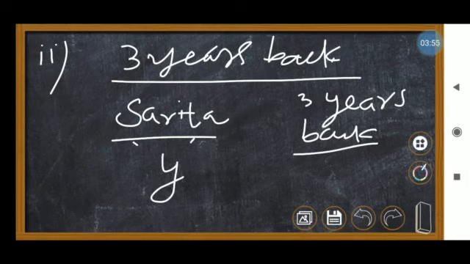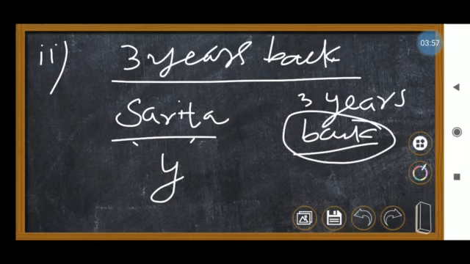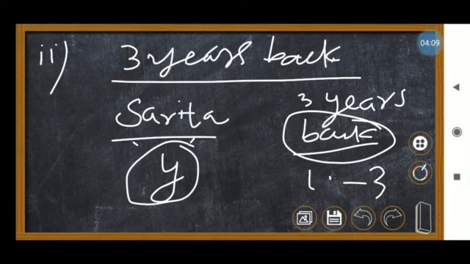So 3 years back. Back means we have to put minus, and more means we have to put plus. So 3 years back means minus 3. What is the current age of Sarita? That is Y. So we have to write Y minus 3. Okay, so Y minus 3 is the correct answer.